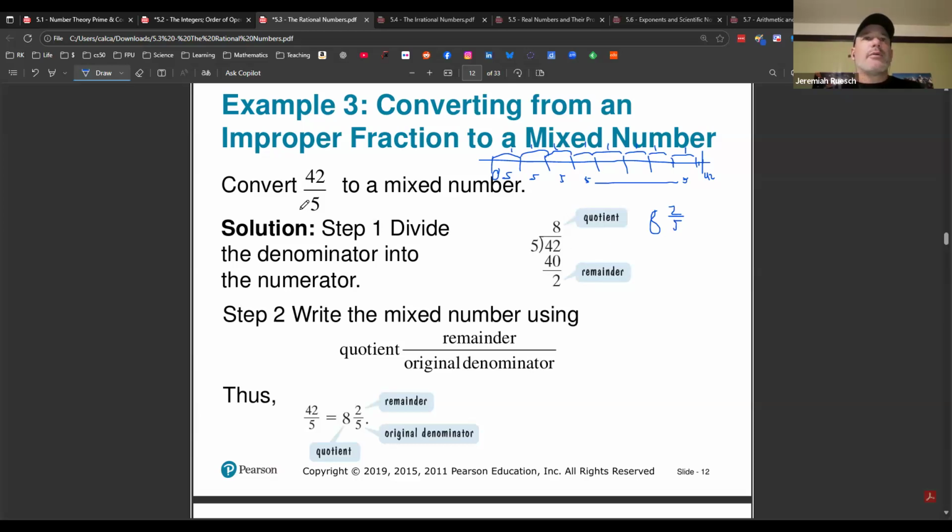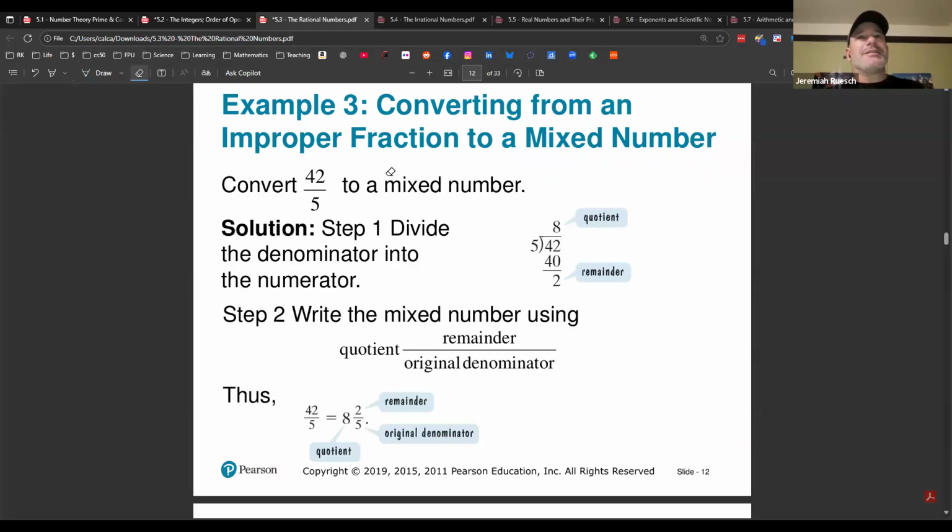Okay, so 42 out of 5. How many groups of 5 are there? There are 8 groups of 5 in there, and there's the remainder of 2 left over after that. Okay, so as a mixed number, 42 over 5 is 8 and 2/5. Okay. And again, if I wanted to go backwards, all I'd have to do is multiply 8 times 5. That tells you how many there are, and then add the numerator. I keep saying exponent, but add the numerator. Okay.